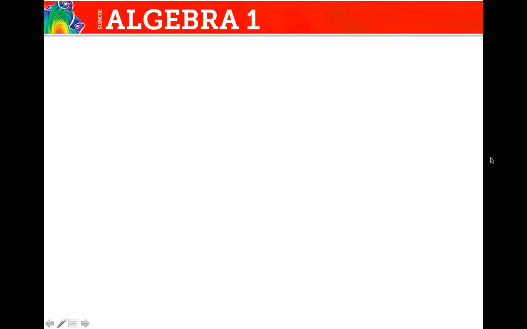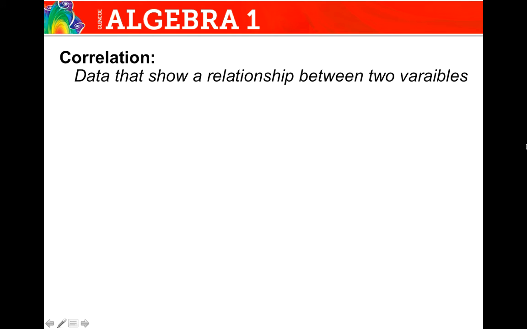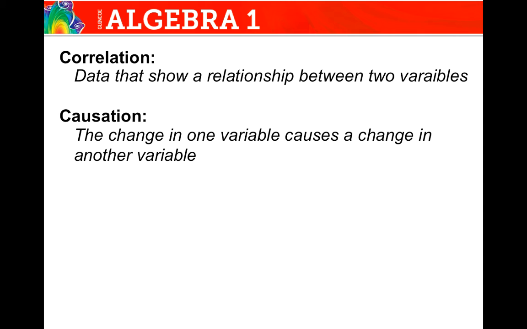All right. The last thing we're going to talk about is correlation and causation. Correlation, like we talked about, is data that shows a relationship between two variables. So if data shows correlation, it's going to show a relationship between them, whether it be negative, a positive relationship, or whatnot. Causation is really what it sounds like, causing. The change in one variable causes a change in another variable. So they fully rely on each other. It's not just a relationship, but one causes the change in the other.